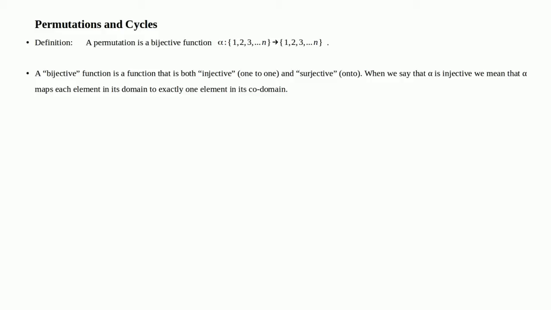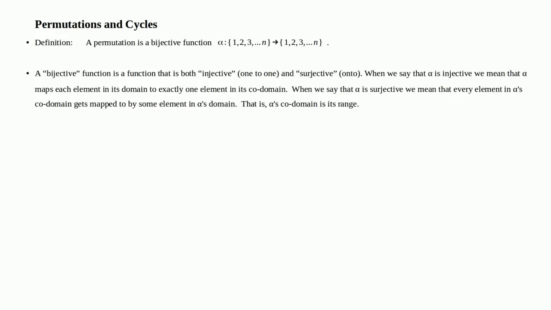And continuing. When we say that alpha is injective, we mean that alpha maps each element in its domain to exactly one element in its codomain. When we say that alpha is surjective, we mean that every element in alpha's codomain gets mapped to by some element in alpha's domain. That is, alpha's codomain is its range. To recap, a permutation is a function alpha from the set 1 to n to the set 1 to n that is both injective and surjective, or bijective.